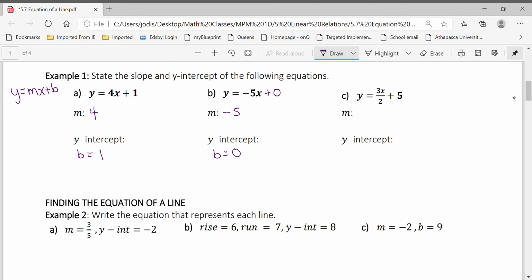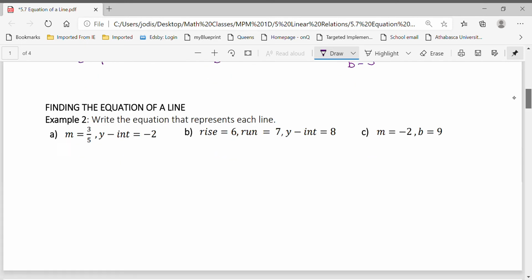And then the last one here, y equals 3x over 2 plus 5, our slope would be 3 over 2. Please do not write the x. The x is not part of the slope, just the numbers. And then our y-intercept is b, which is our 5.